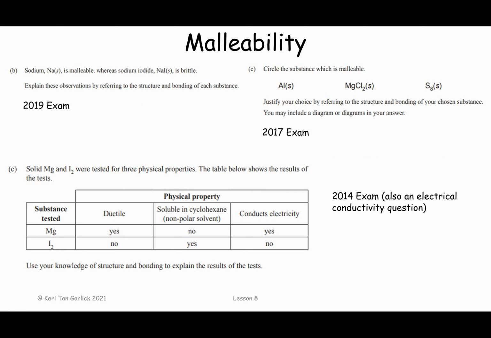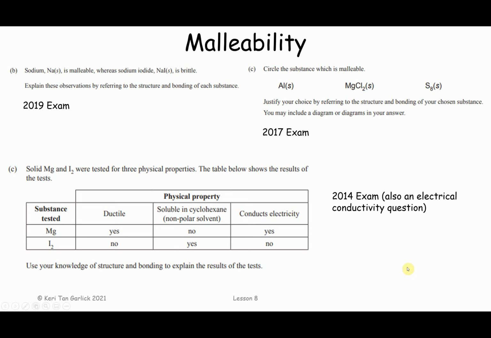Cool. Another one they like to ask about property-wise is malleability. So basically what happens when you hit it with a hammer and does the shape change? Again, with this one, they really like to ask obviously about the metals. They also like to ask about the ions because the ions are very brittle and you can explain it really well with the like charges aligning and then repelling. They will often stick in covalent molecular because they have weak intermolecular forces that are easy to break. So do keep that in mind.